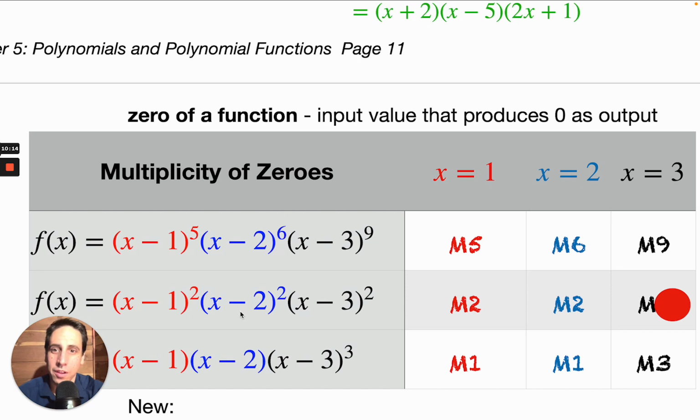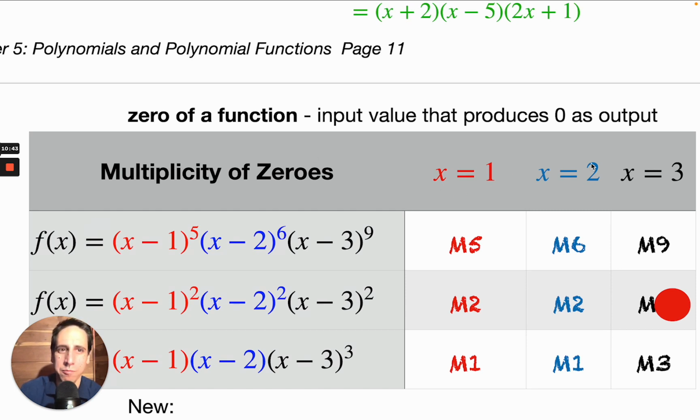2 is a 0 here. 3 is a 0 here. And if you put 3 in, that's 3 minus 3 is 0, and multiply all the rest of it by 0, you still get 0. The multiplicity of these zeros, I want to be absolutely clear, sometimes people get confused. They think that a function has a multiplicity, like, what's the multiplicity of f? Is it 5 or is it 6 or is it 9? No, functions don't have multiplicities.